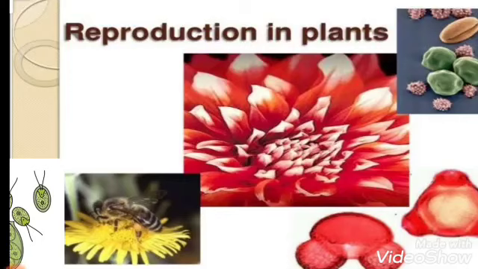Biological life processes are the activities that an organism performs to survive, whether it is a plant or an animal, which are multicellular organisms. They include nutrition, excretion, respiration, growth, movement, response to external stimuli, and reproduction. I'll be focusing on reproduction in plants.